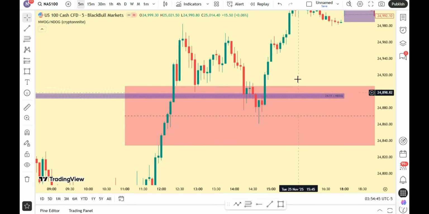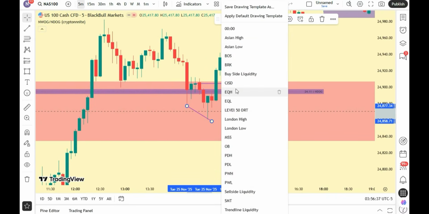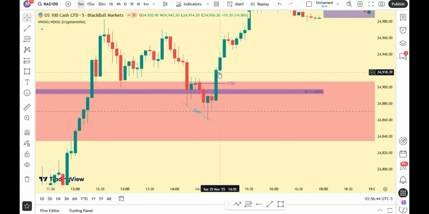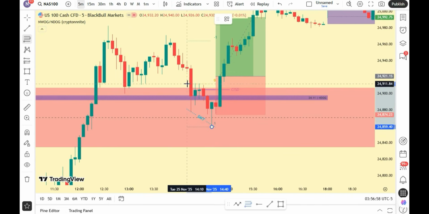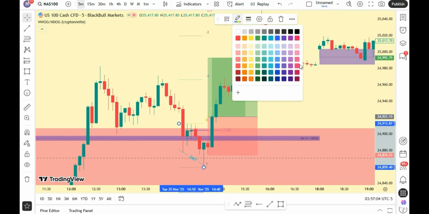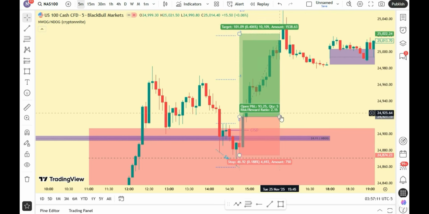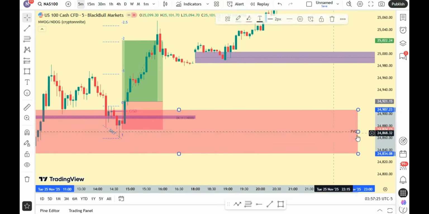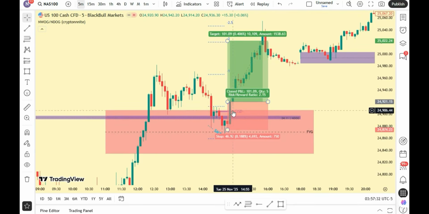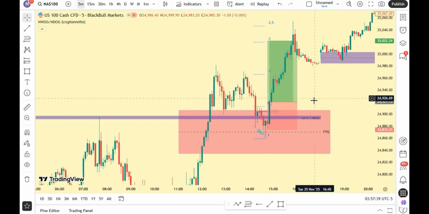Here we get CISD, price closes above it. Then we get an SMT divergence with Dow Jones here. Right here, we can take an entry. Stop goes below the order block, and the reward runs to positive 2 SDDV, hits our target, and completes the move beautifully.